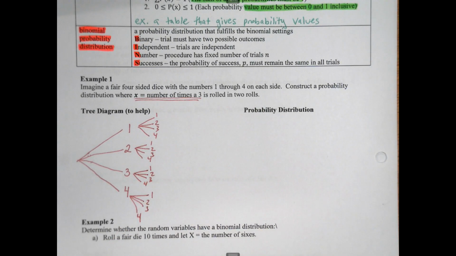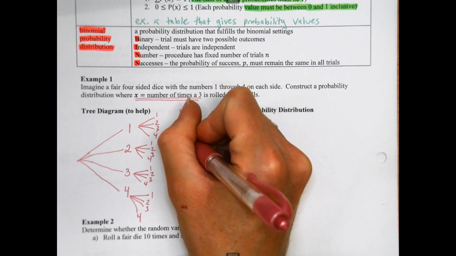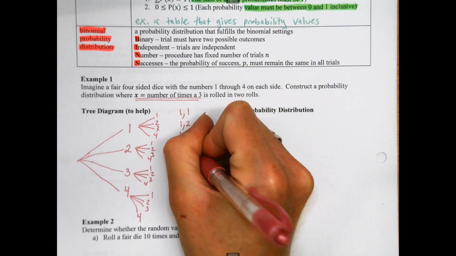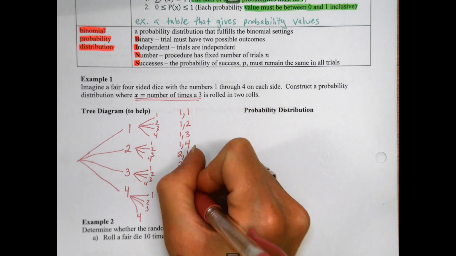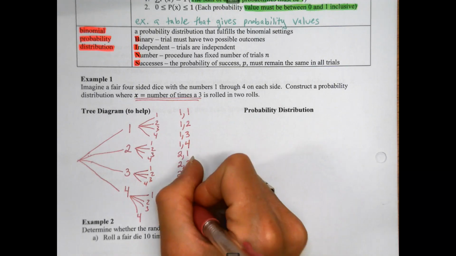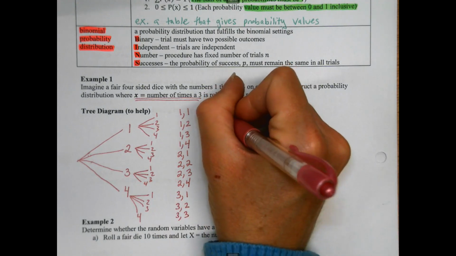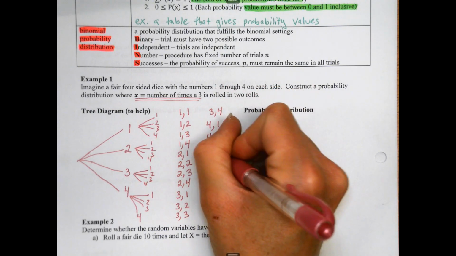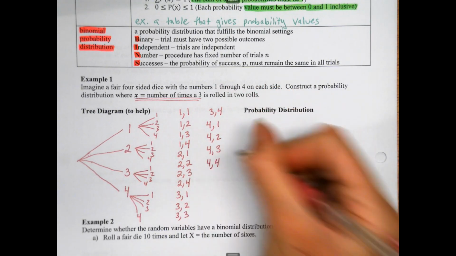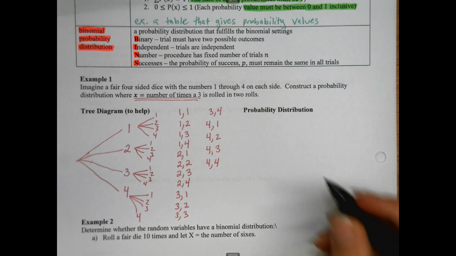So if we wanted to write out our entire sample space, we could get a 1 and then a 1, or a 1 and then a 2, a 1 and then a 3, a 1 and then a 4, a 2 and then a 1, a 2 and then a 2, a 2 and then a 3, a 2 and then a 4, 3 and a 1, 3 and a 2, 3 and a 3, 3 and a 4, or 4 and a 1, 4 and a 2, 4 and a 3, 4 and a 4. This is our sample space, and our sample space is going to help us to create our probability distribution.